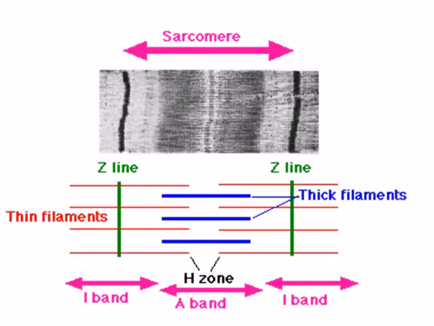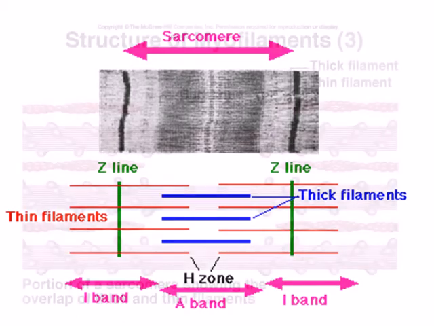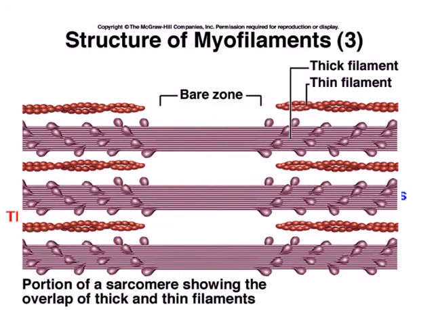So now let's look a little more closely at the anatomy of the sarcomere. As you note, the sarcomere is made up of a repeating pattern of thick and thin filaments. Upon closer inspection, we can see how the thick myosin and thin actin filaments are arranged within the sarcomere.